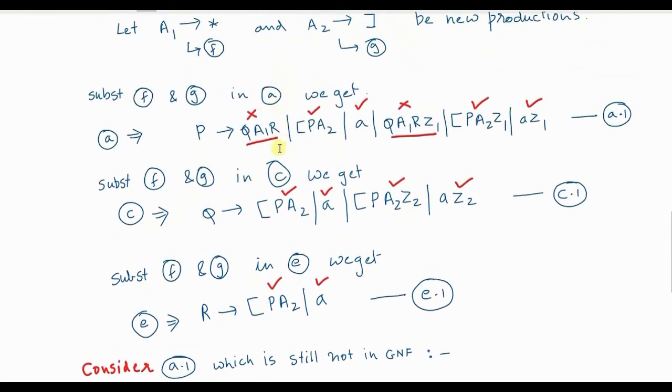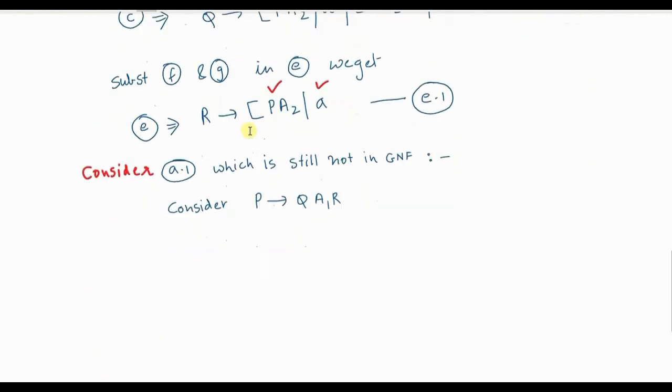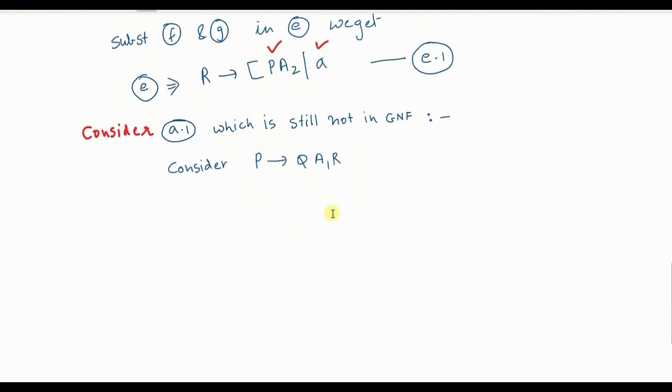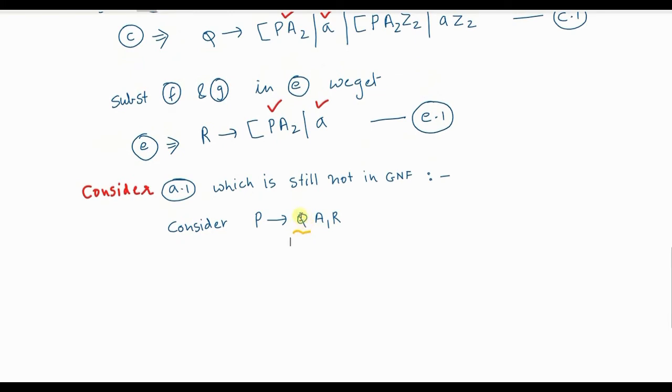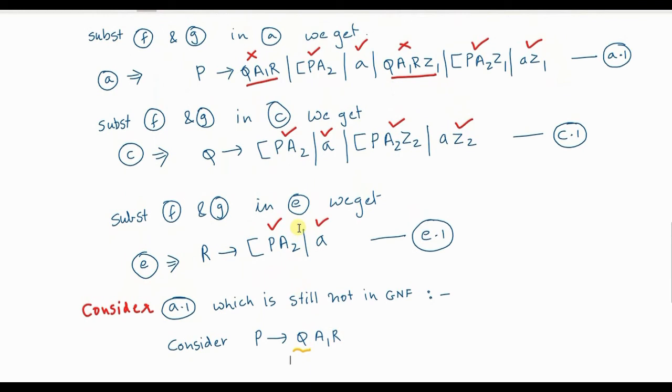P gives QA1R. So this is not in GNF. Now how can we convert this to GNF? A simple idea. If somehow the first symbol here Q was a terminal, then the issue would have been solved. So whenever we have this kind of problem occurring in GNF, what you do is you try to replace this non-terminal Q. There has to be a terminal here, right? You try to replace this non-terminal Q with the right hand side of Q production. Let's go to the Q production.